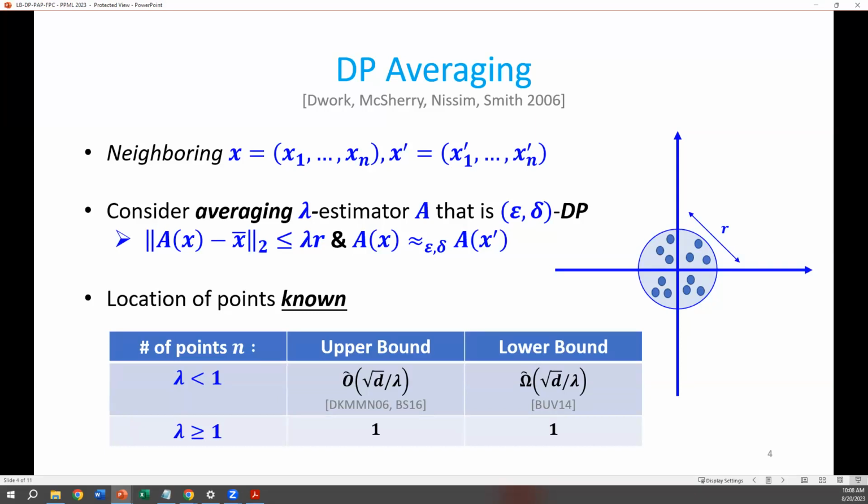In the other case, when lambda is greater than 1, we can simply return the center of the ball, which by our assumption is the origin. In that case, even for one point, we have a lambda estimation of the average, which is also differentially private.